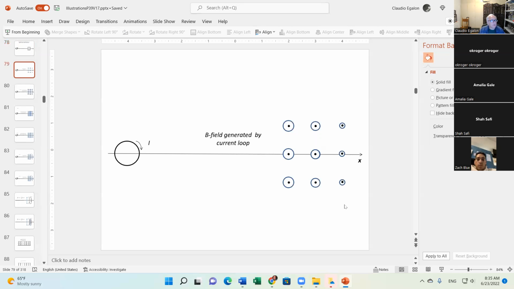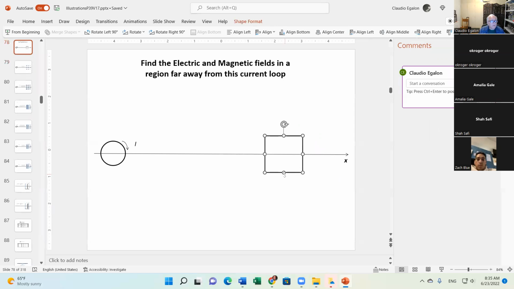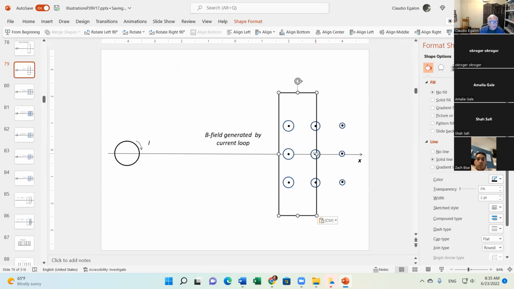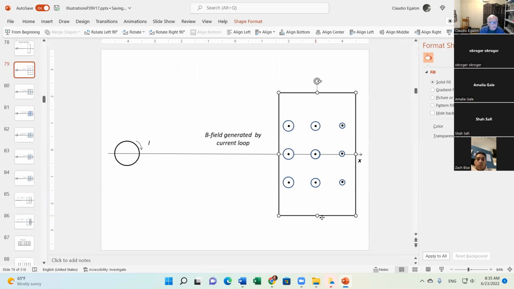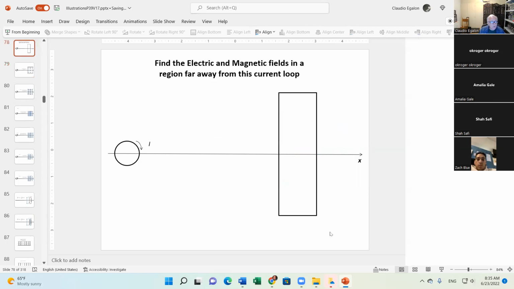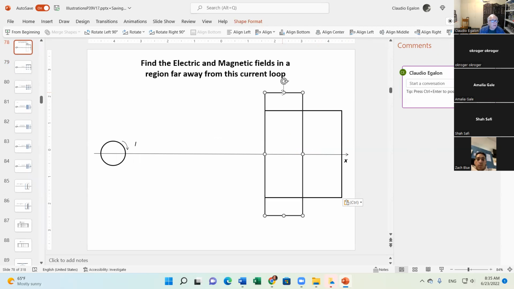The first thing that we do is to figure out the direction of the magnetic field in that region that I mentioned. Here's the region, right? I'm going to make it a little bit larger. Hopefully, I'm going to encompass this region. Let's make it a little bit smaller. That's the region where we want to find out if there is any electric and magnetic field and how they behave.